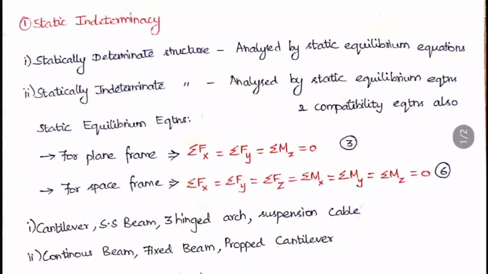Here are some examples of determinate and indeterminate structures, because in the questions they will just give options and ask you to find which is a determinate structure, or to find the odd one out. Some examples I have given here: cantilever beam, simply supported beam, three hinged arch, which you will see later in structural analysis, and suspension cable. These are statically determinate structures. Whereas continuous beam, fixed beam and propped cantilever are the indeterminate structures. For these indeterminate structures we have studied the fixed moments and reactions in strength of materials.